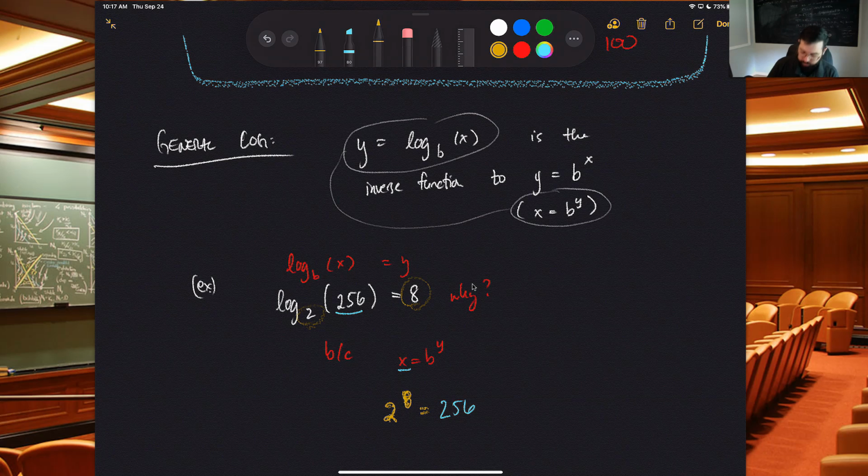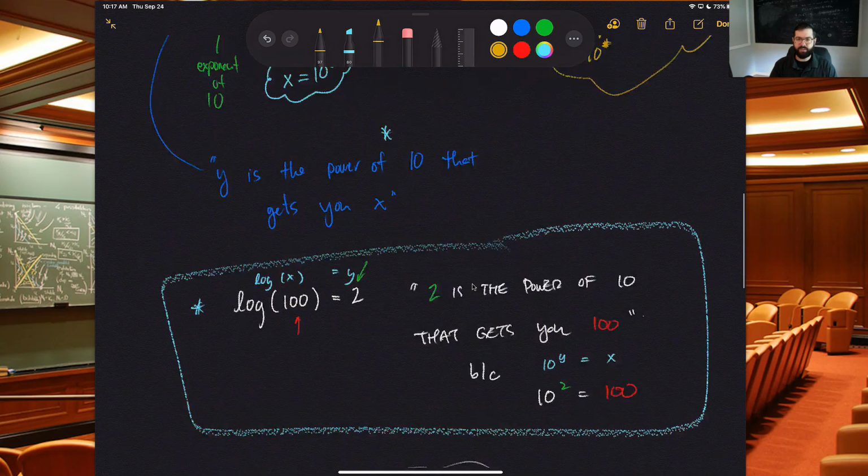2 to the 8 equals 256. So seeing this relationship here, just getting used to the notation. So that's the definition of a general log of base b, and we have the common log of base 10.